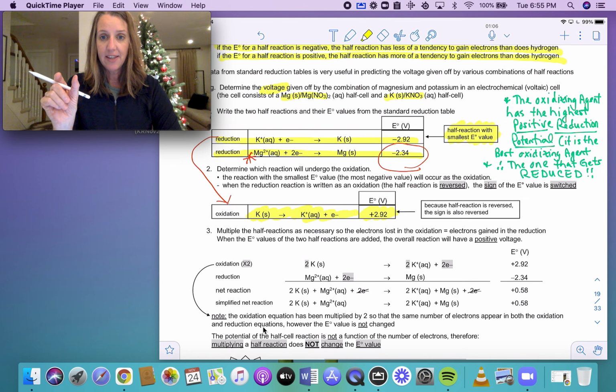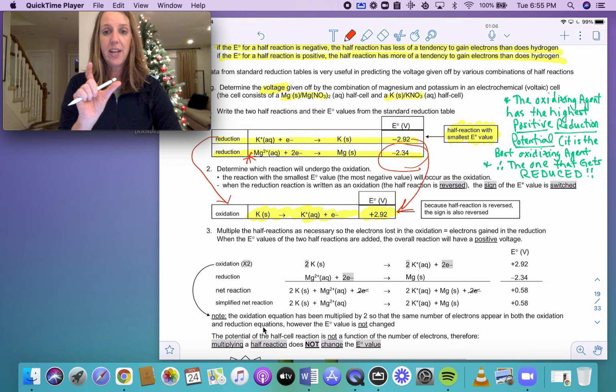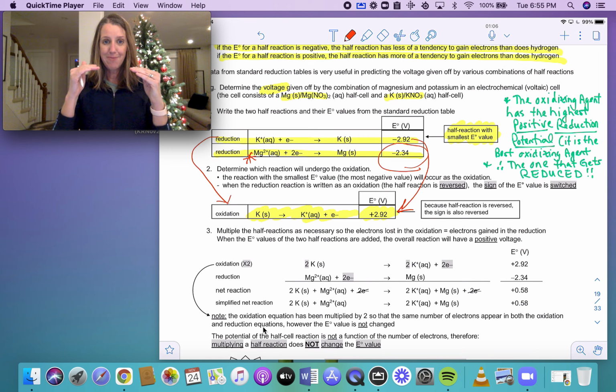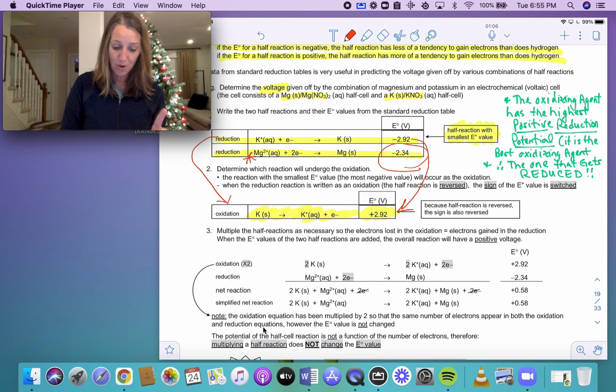You need to take that negative 2.92 and show it as the oxidation. So you need to reverse the sign. Okay? Now that I've got my reduction and my oxidation, I know which half reaction is going to go which. Then I'm just balancing with my electrons like normal.